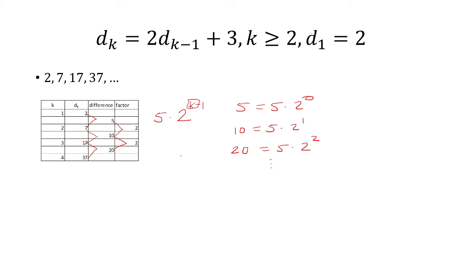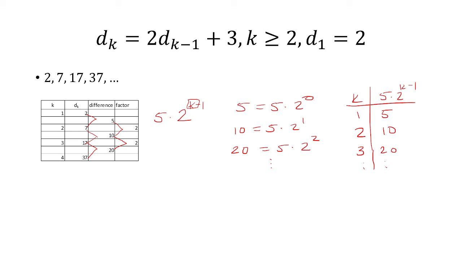Okay, let's see now if this works. If I let k equal 1, I have 5 times 2 to the 0, which is 5. But I need to have 2 here. So I'm going to show you a table. K is 1, we get 5. If k is 2, we have 10. And then k is 3, so we have 4 times 5 is 20, etc.